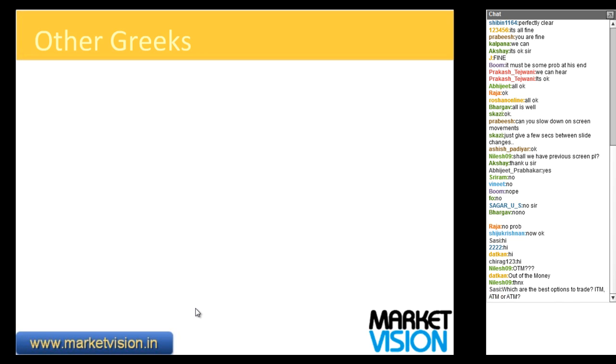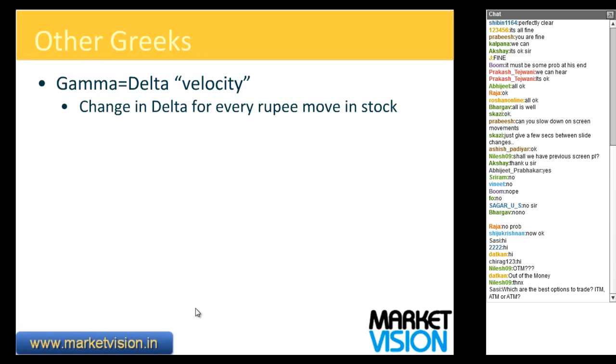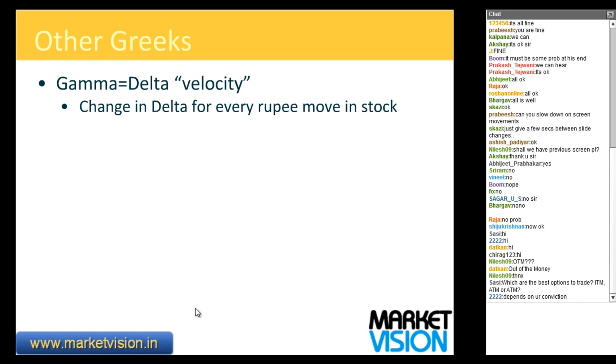The other Greeks are something called gamma, which is the velocity of the delta. As you get closer and closer to the money, you saw that if it's deep out of the money, it's tending to 0. If it's at the money, it's 0.5. So the delta changes on a daily basis. As the stock moves, the delta also changes. So the gamma just measures the change. Simply, if there is a 1 rupee move in the stock, how much does my delta change? And that is the gamma.